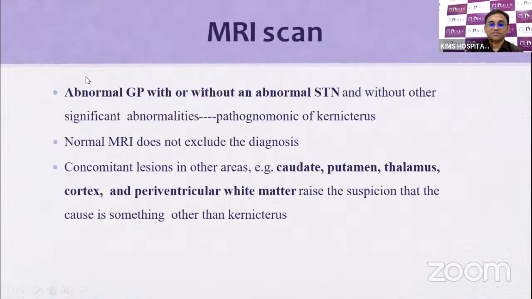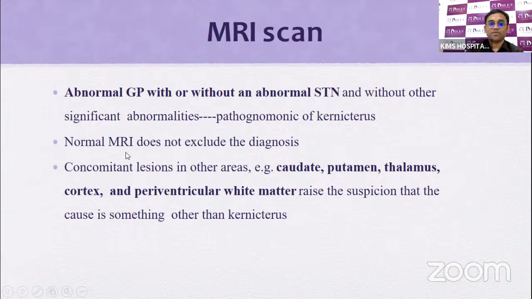Next is neuroimaging. MRI is a better scan to identify bilirubin induced neurological dysfunction. The most commonly affected area is the globus pallidus. The subthalamic nucleus can be affected or not, and there can be involvement of other areas. However, involvement of the globus pallidus is pathognomonic of kernicterus.